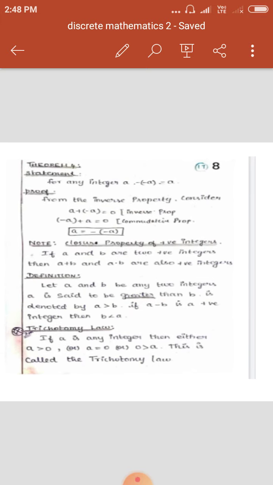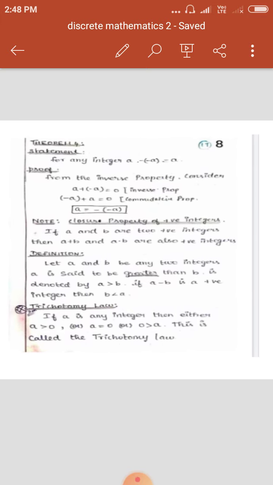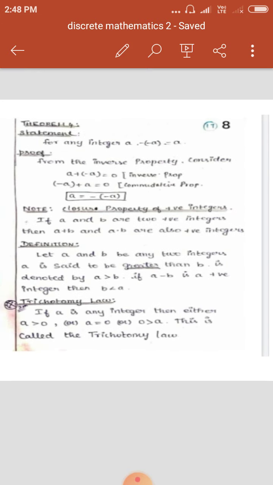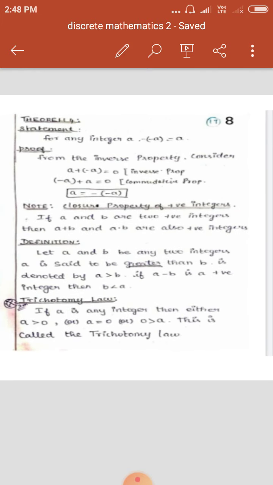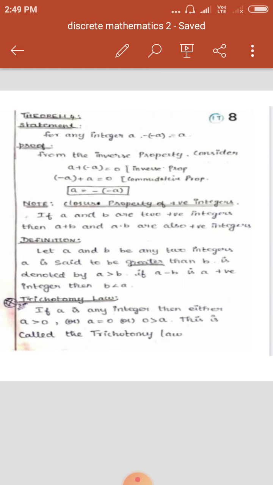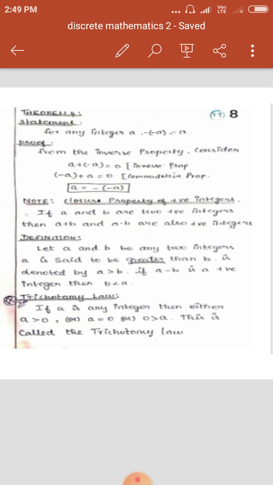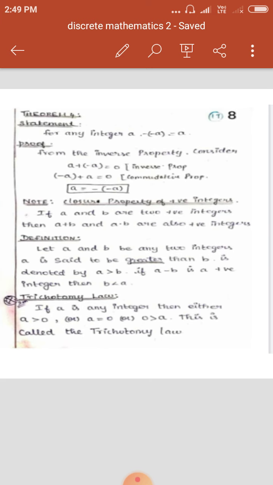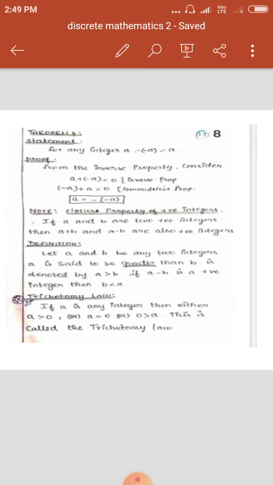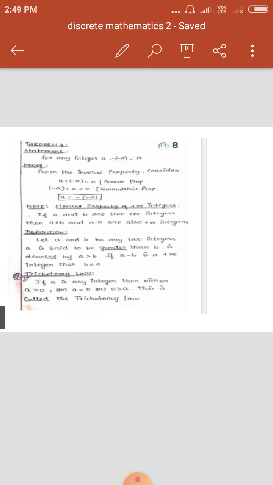Next one, trichotomy law. If a is any integer, then either a is greater than 0 or a is equal to 0 or 0 is greater than a. This is called the trichotomy law. From the trichotomy law, we have to apply the greater definition. That is, if a is any integer, then either a is greater than 0 or a is equal to 0 or 0 is greater than a. This is called the trichotomy law.